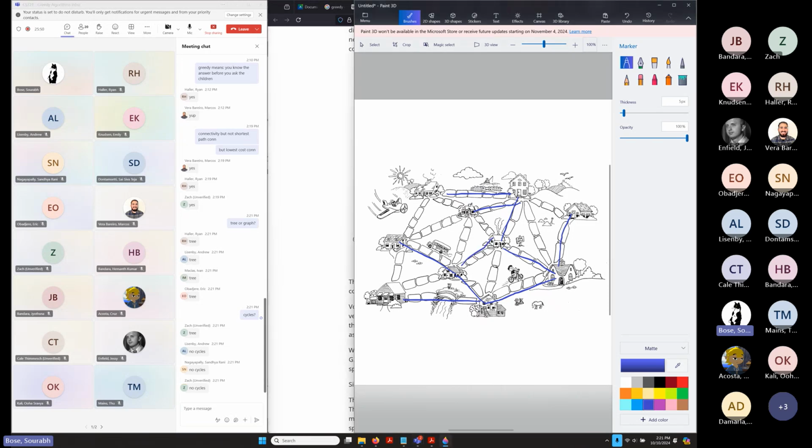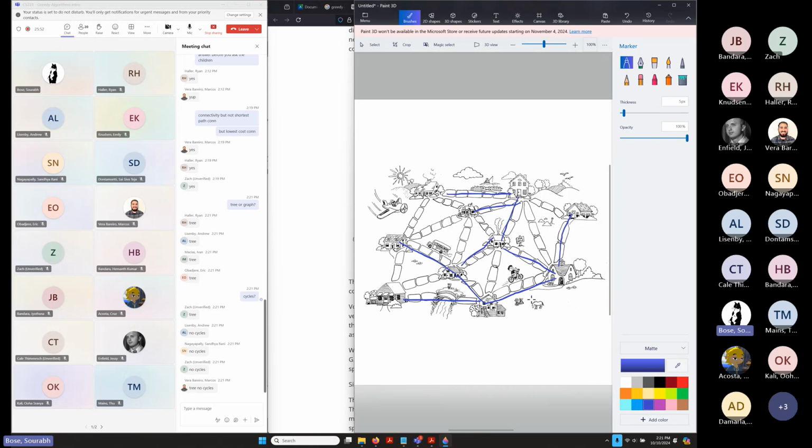I could create a cycle like this, which would make this into a graph. But now it's not the minimum cost connectivity. It is still connected, but I don't want this, right? The solution I'm looking for is the minimum set of roads that I need to maintain. And a cycle would mean there is a redundant path. This house here could have very easily reached this house.